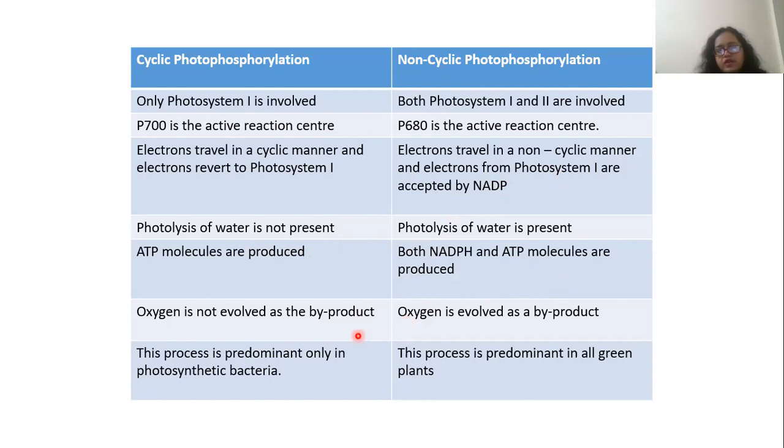Oxygen is not evolved as a byproduct in cyclic photophosphorylation, while oxygen is evolved as a byproduct of non-cyclic photophosphorylation. Cyclic photophosphorylation is predominant only in photosynthetic bacteria, while non-cyclic photophosphorylation is predominant in all green plants.